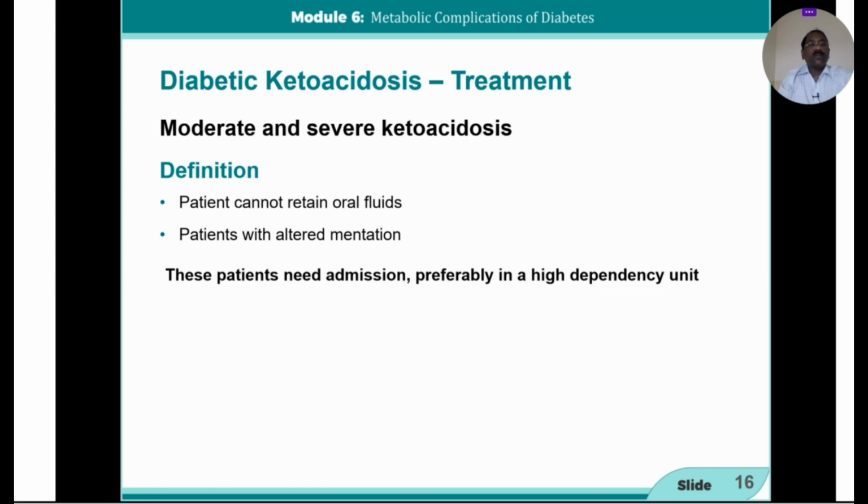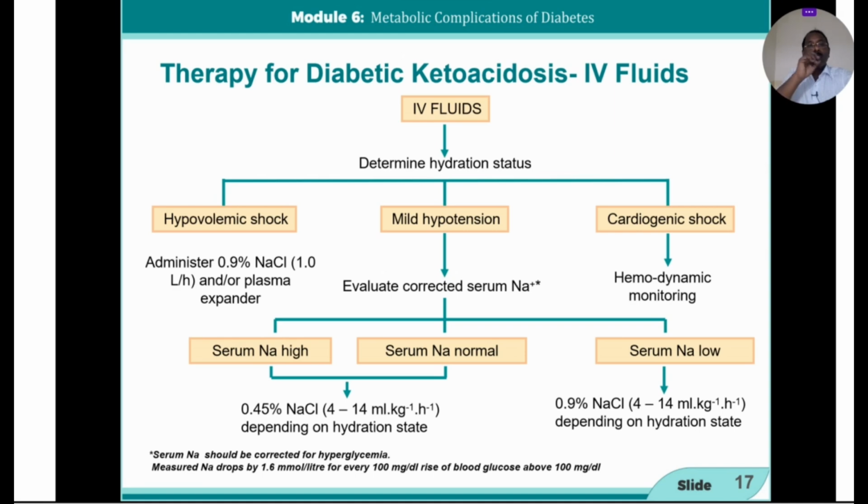In moderate and severe ketoacidosis, the patient cannot retain the oral fluids because he has nausea and vomiting. Here you have to admit him, and he needs IV therapy. A patient with altered mentation is definitely admitted. These patients need admission, preferably in a high dependency unit.